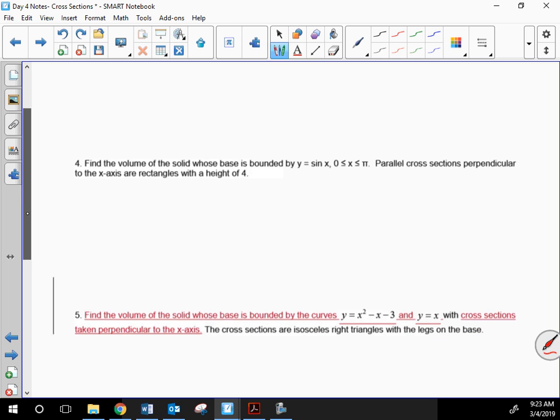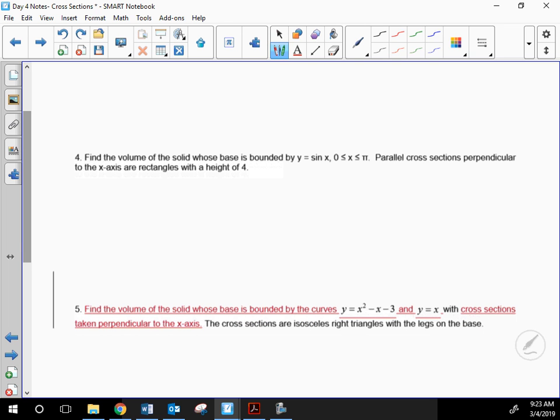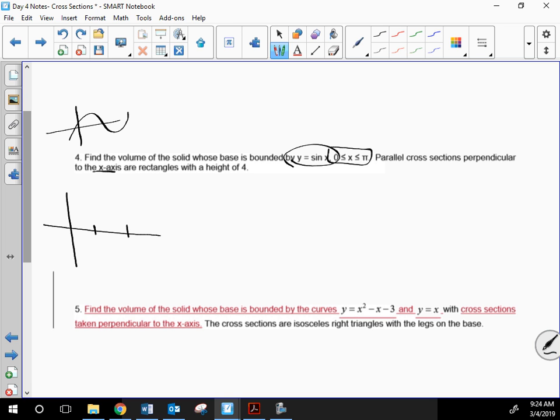Okay. So it says, find the volume of the solid whose base is bounded by y equals sine x from 0 to pi. That's important. Parallel cross sections perpendicular to the x-axis are rectangles with a height of 4. So let's start off with our region. We have sine of x going from 0 to pi. So our sine of x graph is like this. We want to go from 0 to pi. We have this region here, and so this is what our base is.